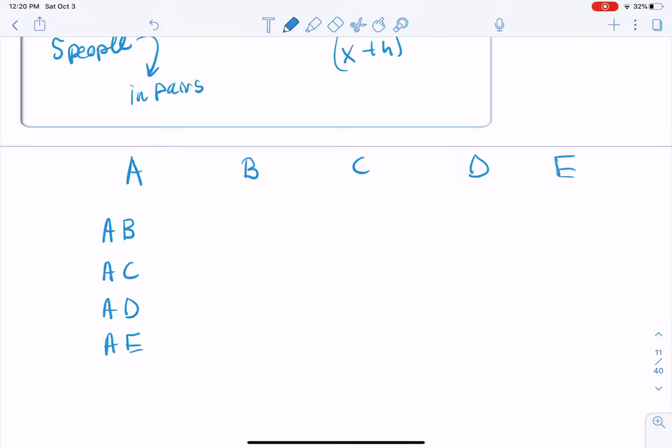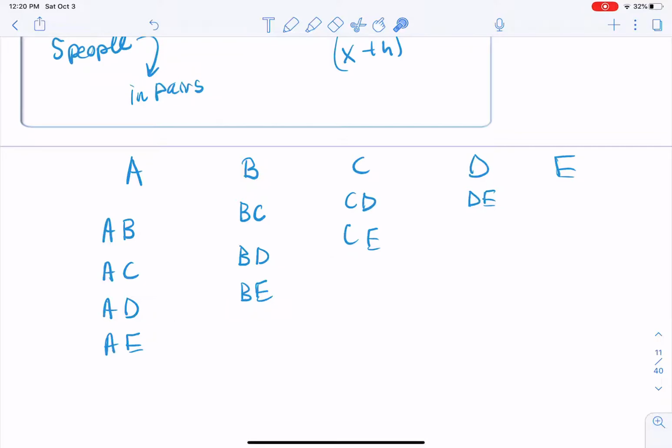And instead, only pair up B with C, with D, and with E. And now we're done with B's forever. We're going to move on with C. C is going to be paired up with D and with E. And now C's are done. Finally, D gets paired up with E. And E gets paired up with nobody except for E did. E got paired up with all of these folks.